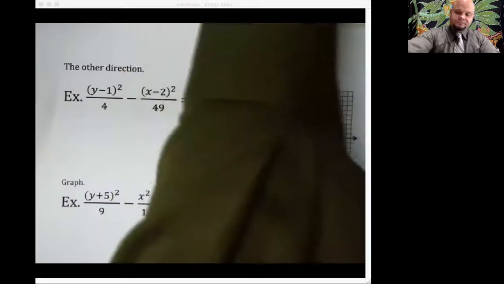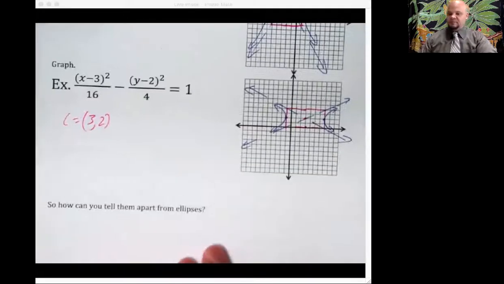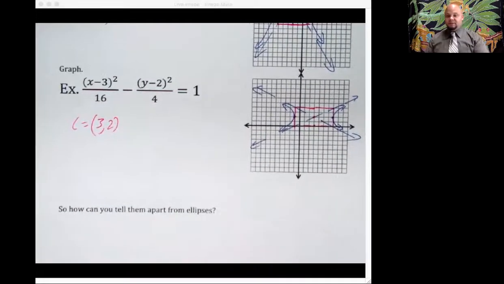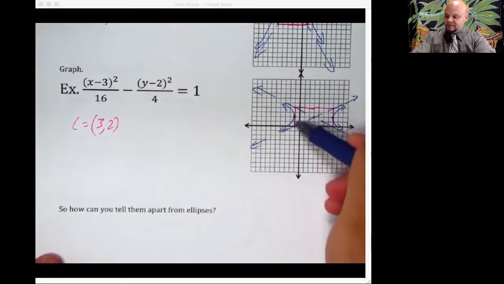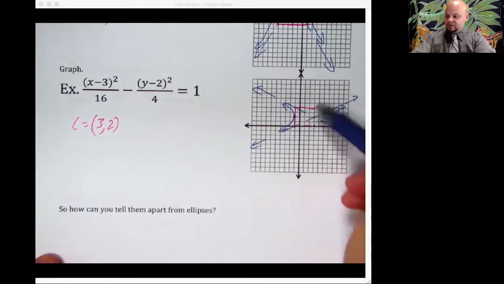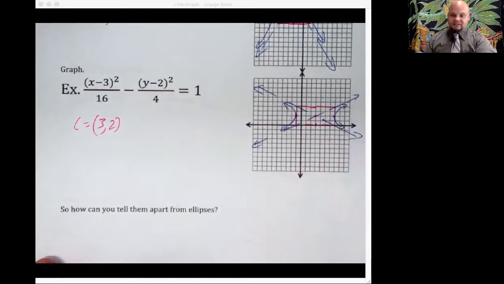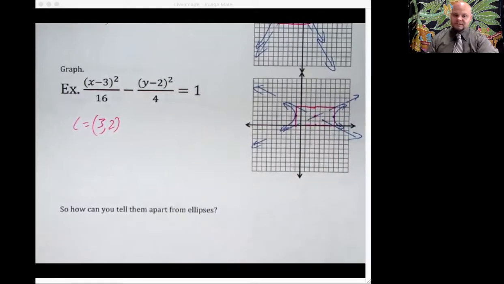I'm back. All right, so you probably didn't need all that much time, maybe a minute, maybe two. But if I'm going to give you that time, I'd like you to write down what you think the deal is. So how can you tell them apart from ellipses? Well, first of all, it should be pretty obvious. The graph, instead of ellipses, which would be inside of this rectangle, we are only dealing with stuff on the outside of our rectangle. Ooh, outside.